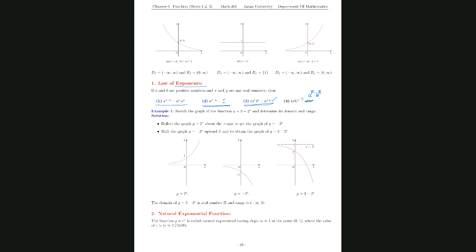Okay, now come to this. See example number 1. Example number 1. Look over here. Sketch the graph of the function y equals 3 minus 2 power x and determine its domain and range.